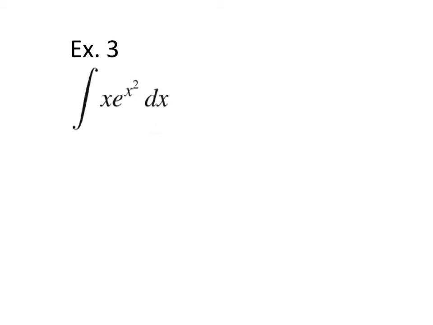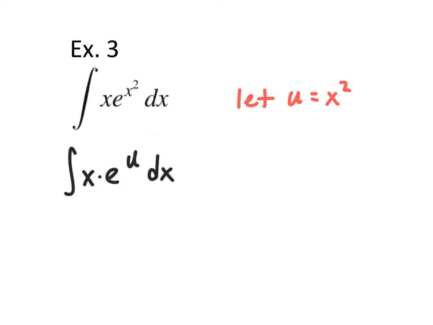What I want you guys to see is that I have this part here, x times e to the x squared power. This part here, my x squared, is an inside function: e to a function. I also notice that I have a form of its derivative right here. So if I say let u equal x squared, I'm going to rewrite my integral as x times e to the u power dx.